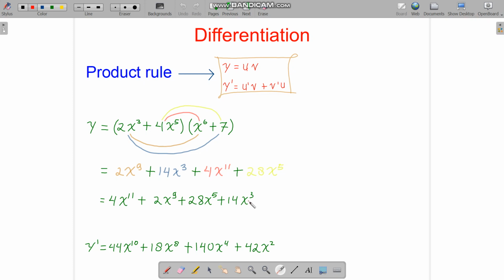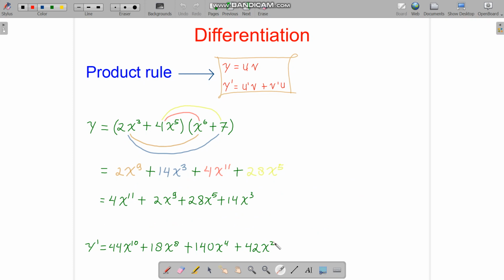If we differentiate using the usual algebraic rule, we bring the power down. 11 times 4, 44. The new power is 11 minus 1, we get 10. Same thing here. 9 times 2, 18, x to the power of 8. 5 times 28, 140, x to the power of 4. 3 times 14, 42, x to the power of 2. Now here we are differentiating this function using only the algebraic rule.